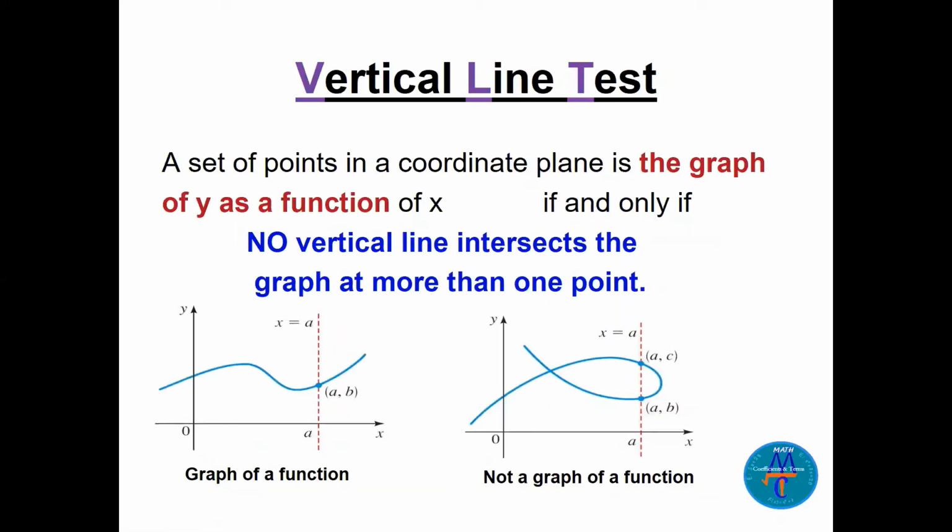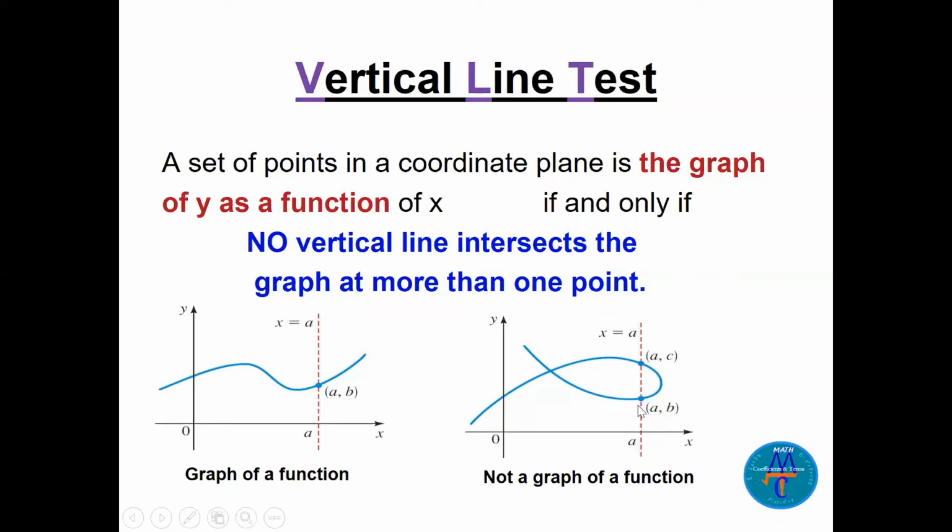Now the vertical line test. What is a vertical line test? It's a test. We test the graph. Just give me any graph, simple, easy, difficult, function, relation, any graph. Look if this is a function or not a function. Draw a vertical line. If it cuts only in one point, it is a function. So no vertical line intersects the graph at more than one point.